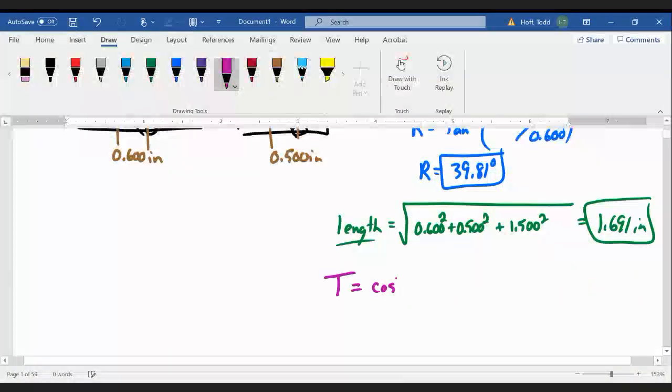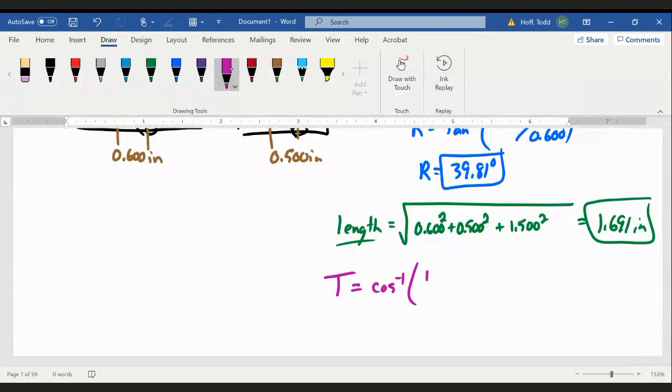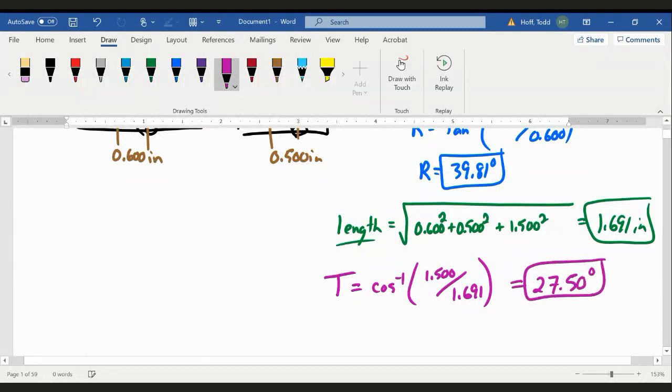Remember, the angle of tilt is the inverse cosine of that height, the 1.5 inches, divided by the length of the bore, the 1.691. Now again, those numbers are relatively close to each other. I'm expecting an angle close to 45, probably a little bit smaller, because the hypotenuse here is still quite a bit longer. Actually, it's going to be quite a bit smaller because that's the hypotenuse. But let's take a look here. Inverse cosine of 1.5 divided by 1.691. We get 27.50. So yeah, it's not even close to 45. So I misguided that guess. 27.50 degrees. That's our angle of tilt.